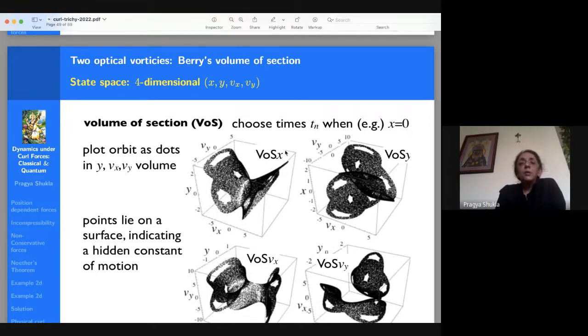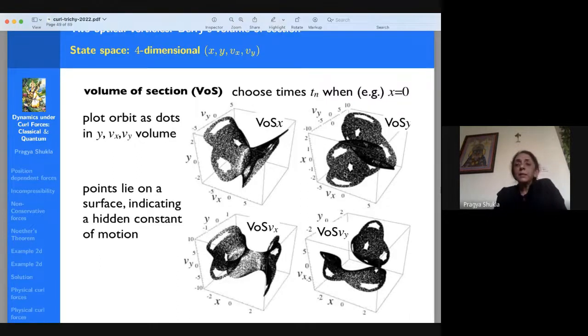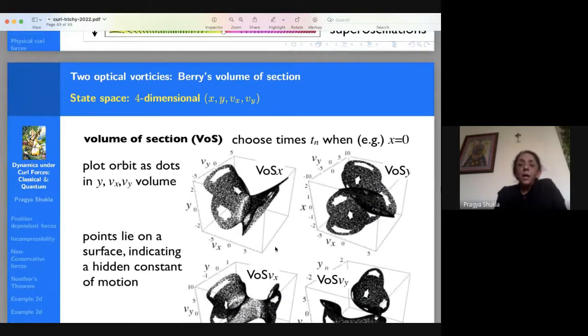Instead of x equal to 0, you could have chosen y equal to 0, or vx equal to 0, or vy equal to 0. This way you get 4 volumes of section, this, and this. So you see, all these points are lying on some kind of surface.